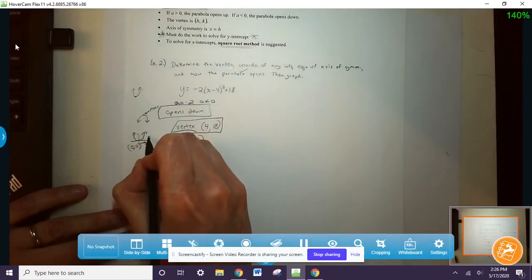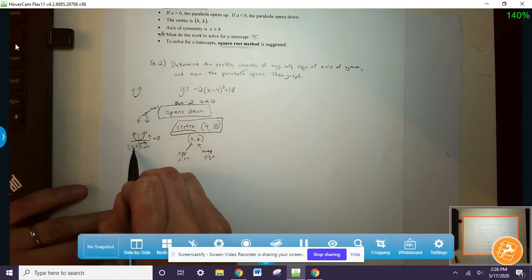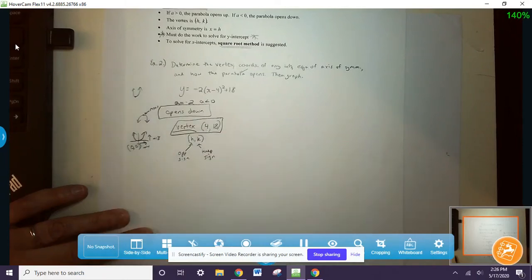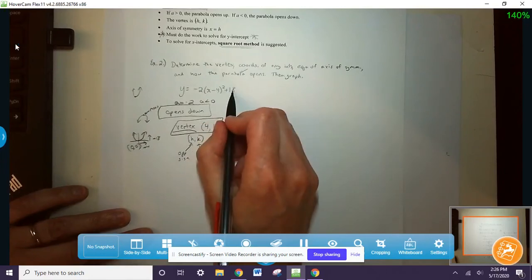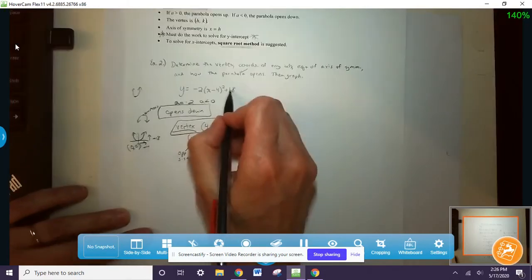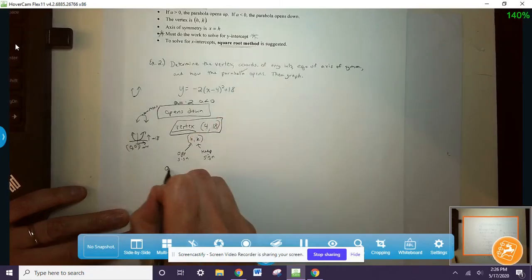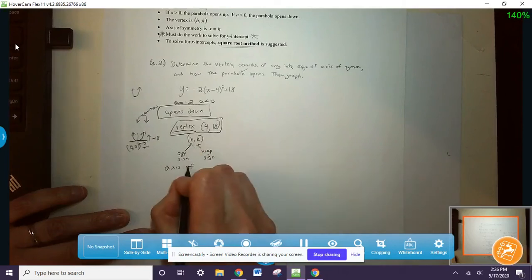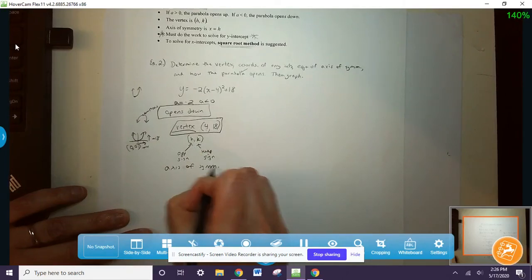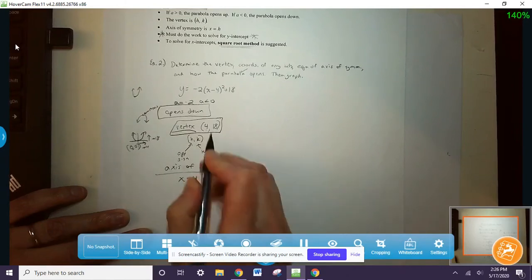So if I move it 4 to the right and up 18, then my vertex should change from 0, 0 to 4, 18. So you can get the vertex by using transformations or by thinking about h and k, changing the sign, keeping the sign. It's all the same. And then for your axis of symmetry, the axis of symmetry is always the vertical line that goes right through the vertex.